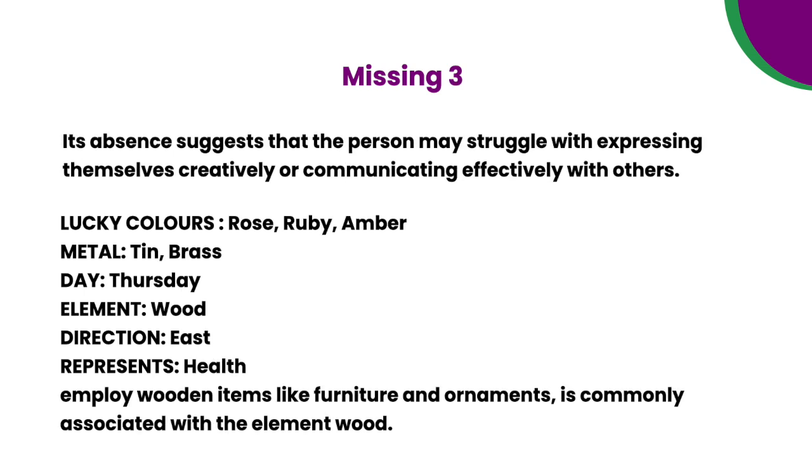Missing 3. Its absence suggests that the person may struggle with expressing themselves creatively or communicating effectively with others, right? So which are the lucky colors? Rose, ruby, amber. Metal is tin or brass. Which day? Thursday. Element wood. Which direction? East. Represents health, overall health.